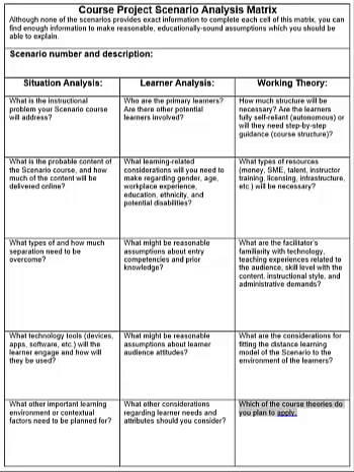Okay, the next tutorial, which will be shorter, includes the other two columns, learner analysis and working theory.